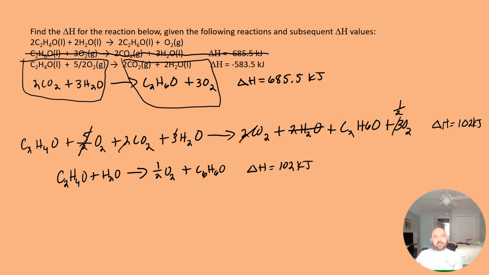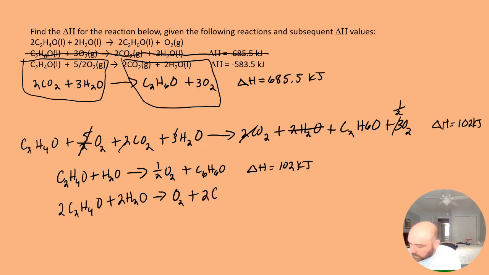However, that's not quite right. I can see that everything in the equation I've arrived at is about a factor of 2 off from how I want the equation. They want the oxygen to be 1 mole. So if we multiply everything by 2, we'll arrive at that. 2 moles of C2H4O plus 2 moles of H2O yields 1 mole of O2 plus 2 moles of C2H6O. And of course, we would need to multiply the enthalpy change also. So the enthalpy change for this reaction is 204 kilojoules.